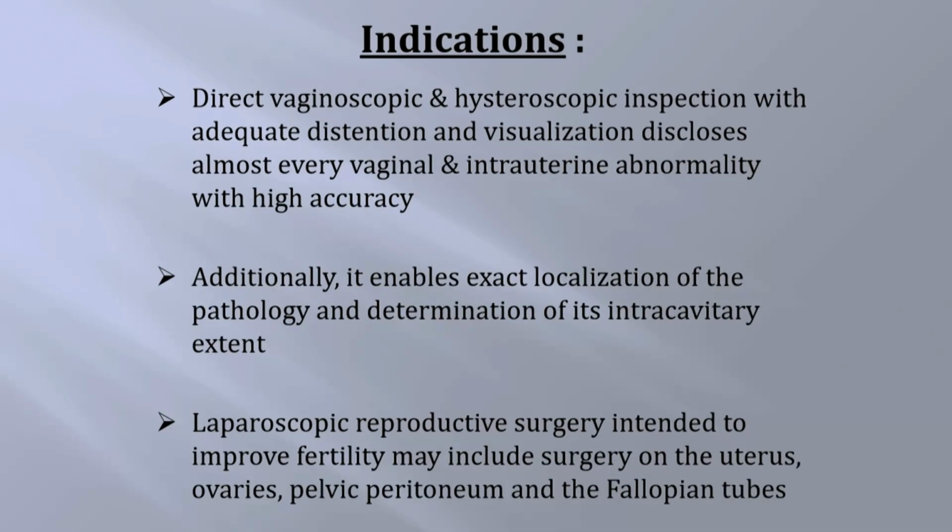Direct vaginoscopic and hysteroscopic inspection with adequate distension and visualization discloses almost every vaginal and intrauterine abnormality with high accuracy. Additionally, it enables exact localization of the pathology and determination of its intracavitary extent. Laparoscopic reproductive surgeries intended to improve fertility may include surgeries on the uterus, ovaries, pelvic peritoneum, and the fallopian tube.